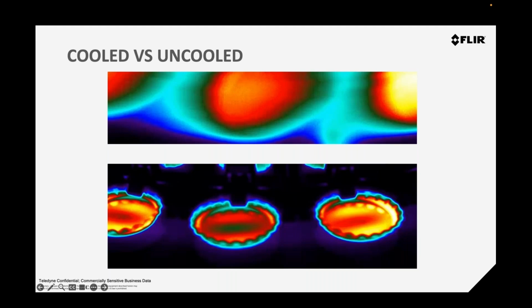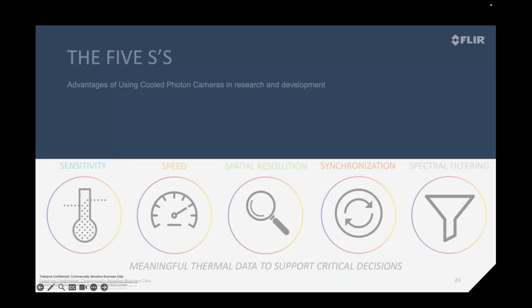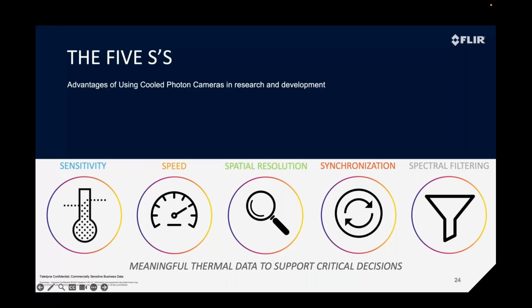So let's go back to the 5S's: sensitivity, speed, spatial resolution, synchronization, and spectral filtering. It's very simple to remember, and that's what we like. And it really helps convey how cooled cameras have an advantage over uncooled cameras in providing meaningful thermal data that supports critical decisions. We went over sensitivity and speed today, but for the sake of time, we will not discuss the other three. You'll see a link in the chat for individual webinars presenting each of the 5S's in depth.